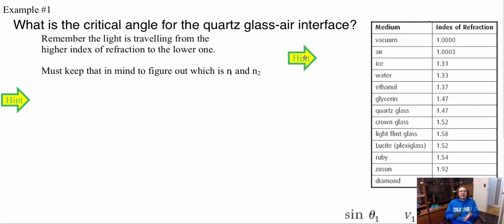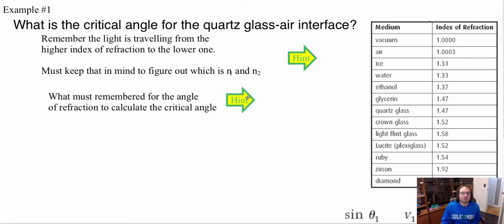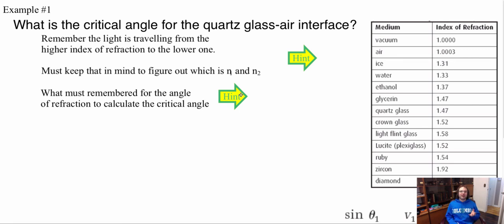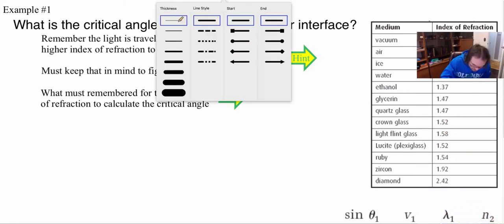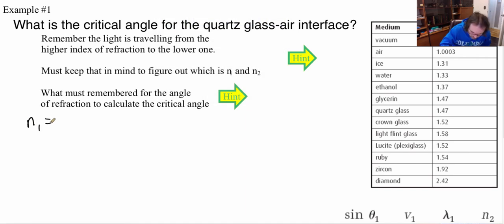So even if I said air/quartz glass, my N1 has to be the quartz glass, and my N2 is going to be the air, because it's starting in the quartz glass going to the air. It doesn't matter the order we're saying, we're always going from high to low. My second hint is this. What we must remember for the angle of refraction to calculate the critical angle is it must be 90 degrees. So here we're going to have N1 equal to 1.47 for refractive index. My refractive index of my second is equal to 1.00.